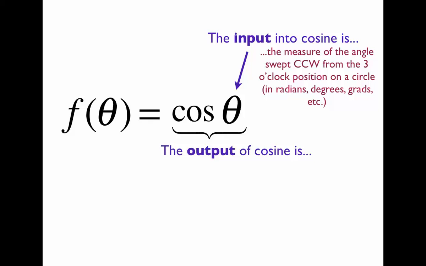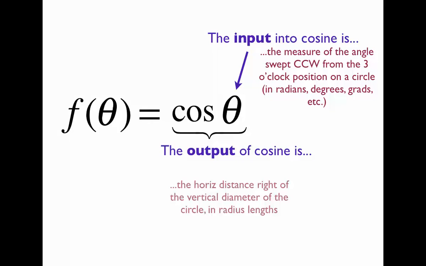And then what's the output, Taz? The horizontal distance to the right of the vertical diameter in radius lengths. Coordinate? X coordinate, okay? So there's the first half of your quiz this week.